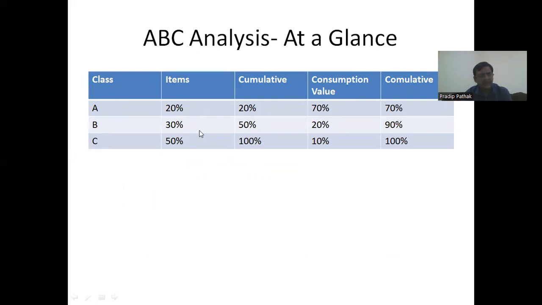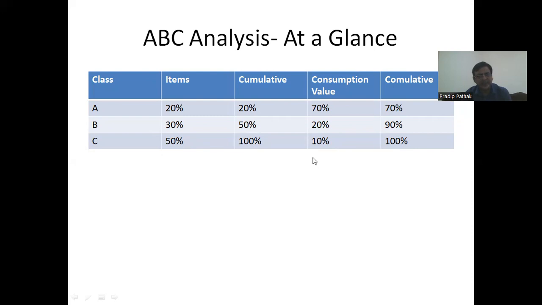Then there is the B category. 30% of the items are the mid value items. The cumulative, 20 plus 30, is 50%, and the consumption value is only 20%. Okay, so the total cumulative consumption value is 90%. 90% of the money we have spent. The C items are the remaining 50% of items. The cumulative effect is 100%. Consumption value is only 10%. So you can see here, with 10% of the money, you can procure 50% of your inventory items. Okay, and cumulative is 100%.